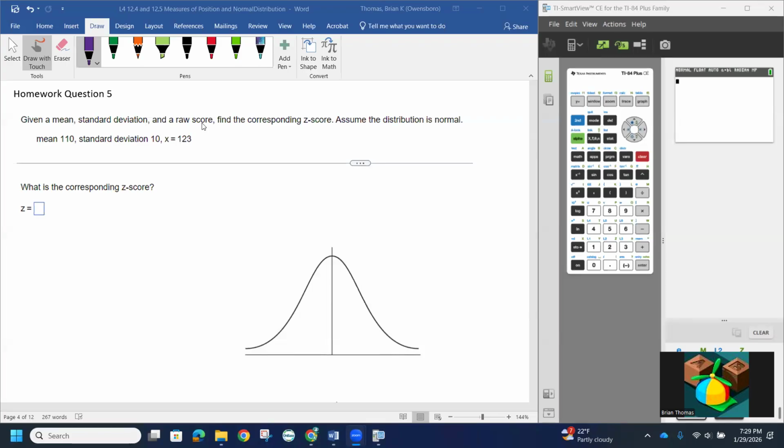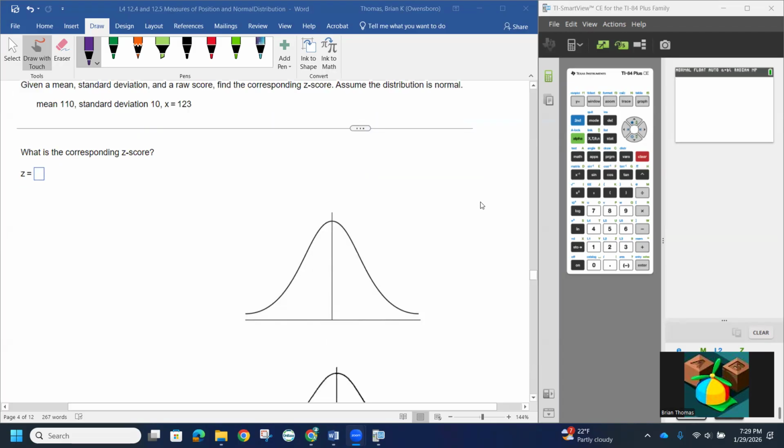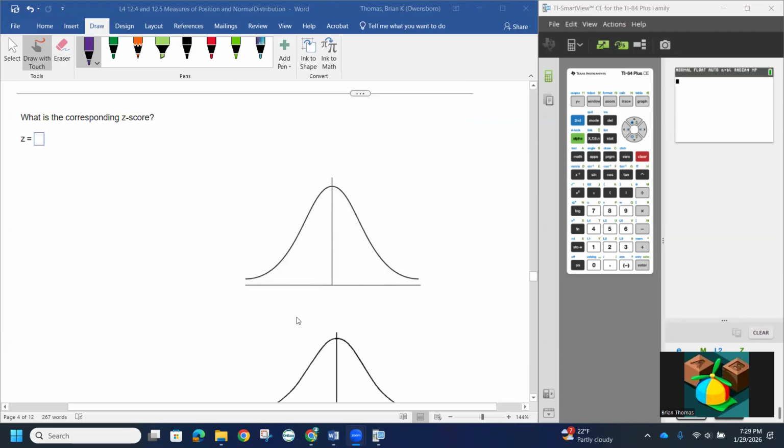So question 5 says, given a mean, standard deviation, and raw score, find the corresponding z-score. Again, assume the distribution is normal. The mean is 110, the standard deviation is 10, and x equals 123. So again, since it said normally distributed, I know the mean is out here in the middle at 110. So 110 is here.